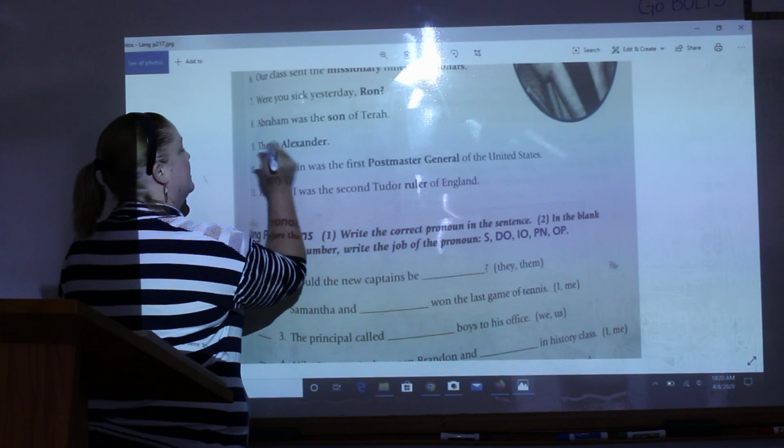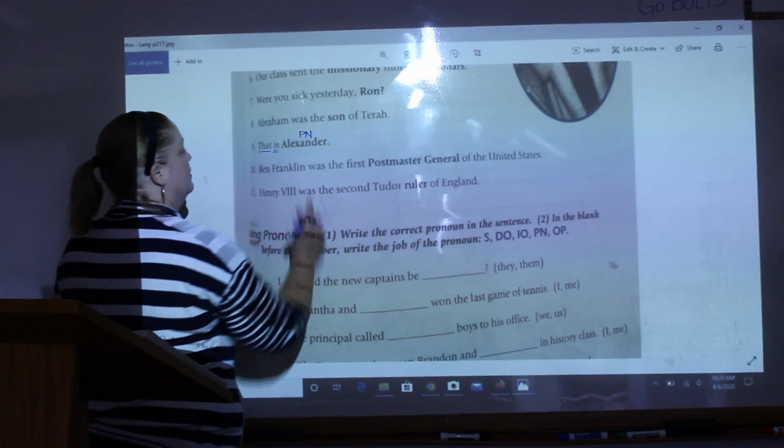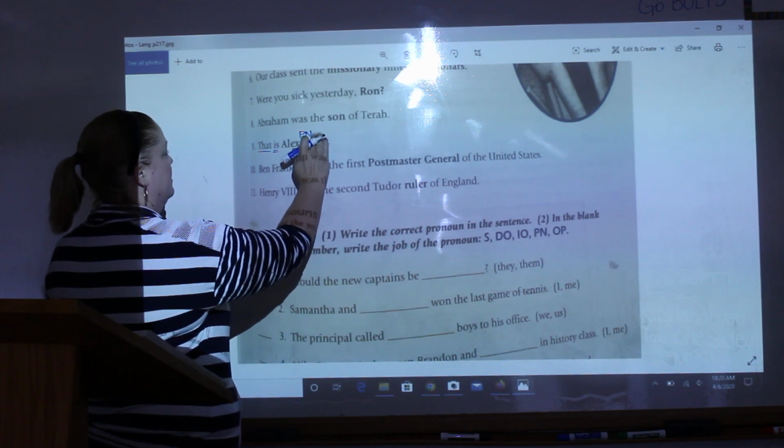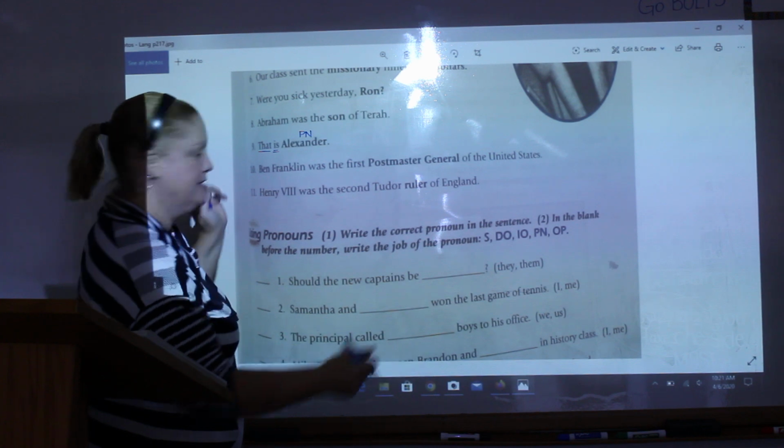Oh, why am I underlining that? All right, linking verb. Predicate nominatives. So sorry, I got ahead of myself. All right, that is Alexander.